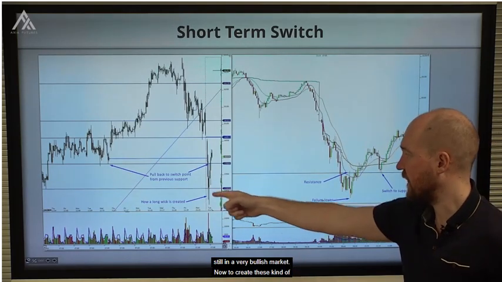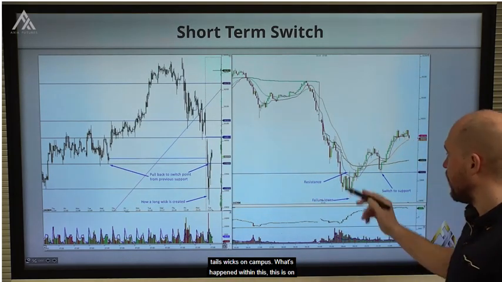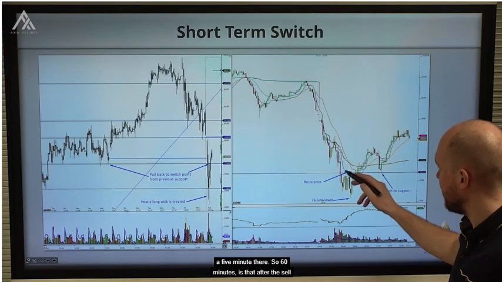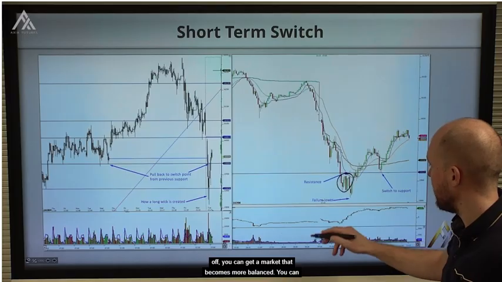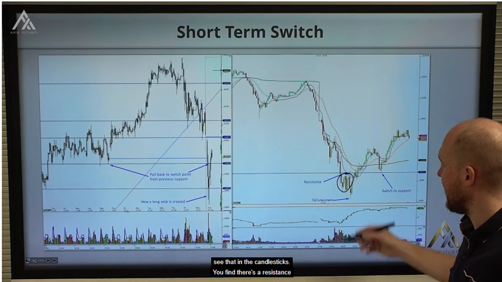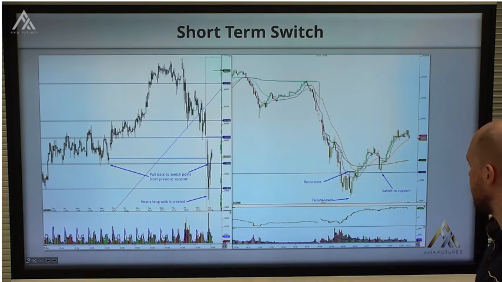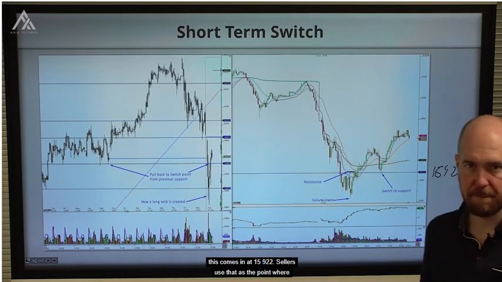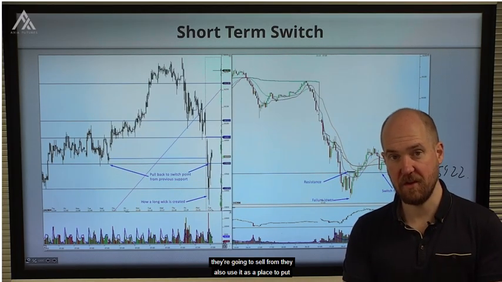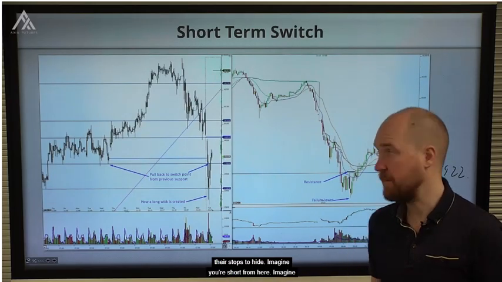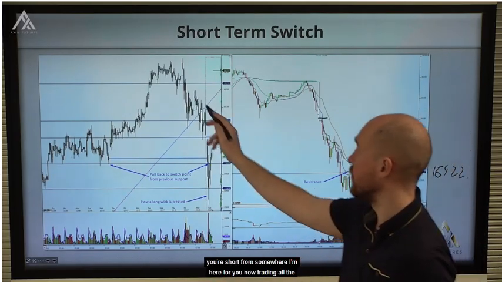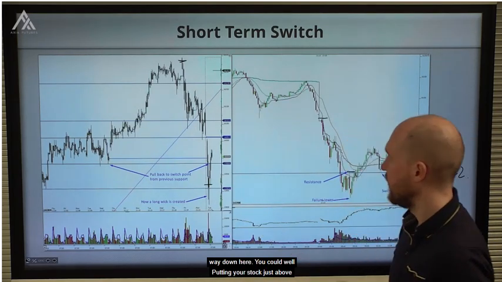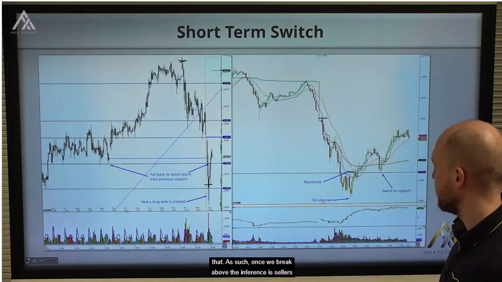Now, to create these kind of tails, wicks on candles, what's happened within this, and this is on a 5-minute, that's a 60-minute, is that after the sell-off, you again get a market that becomes more balanced. You can see that in the candlesticks. You find there's a resistance, and this comes in at 15,922. Sellers use that as the point where they're going to sell from. They also use it as a place to put their stops behind. Imagine you're short from somewhere up here and you're now trading all the way down here. You could well be putting your stop just above there.